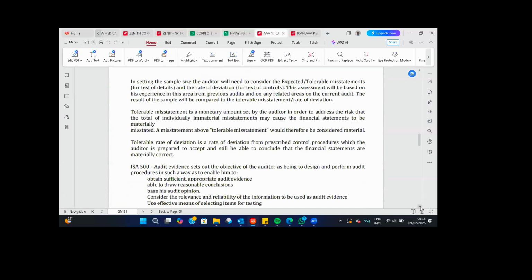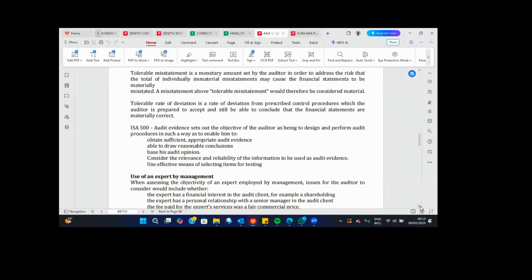Now, the auditor, when he's using audit evidence, audit evidence has two main characteristics. What are the characteristics? Sufficiency and appropriateness.